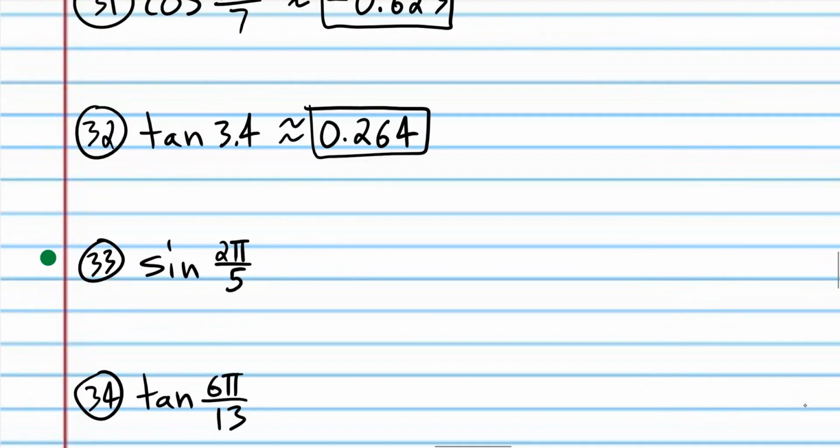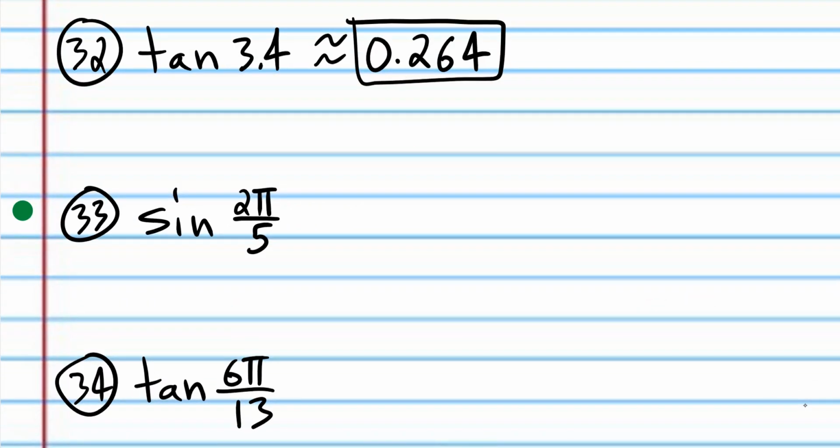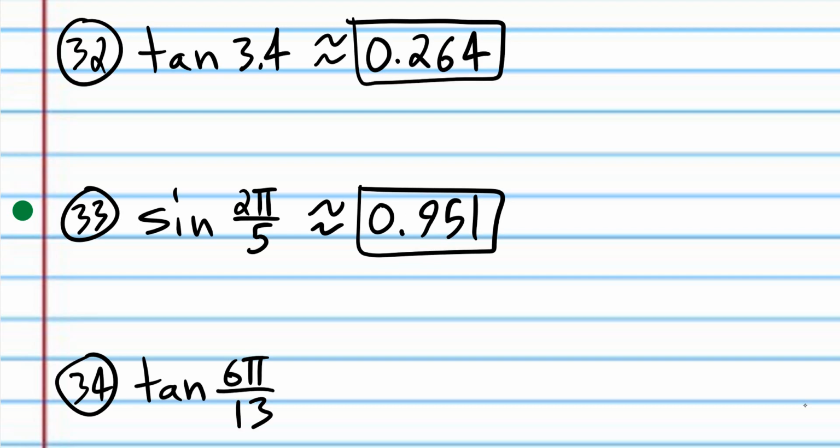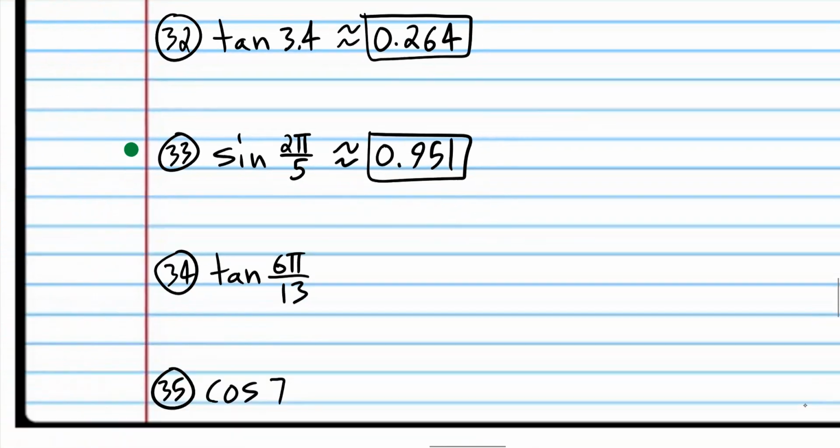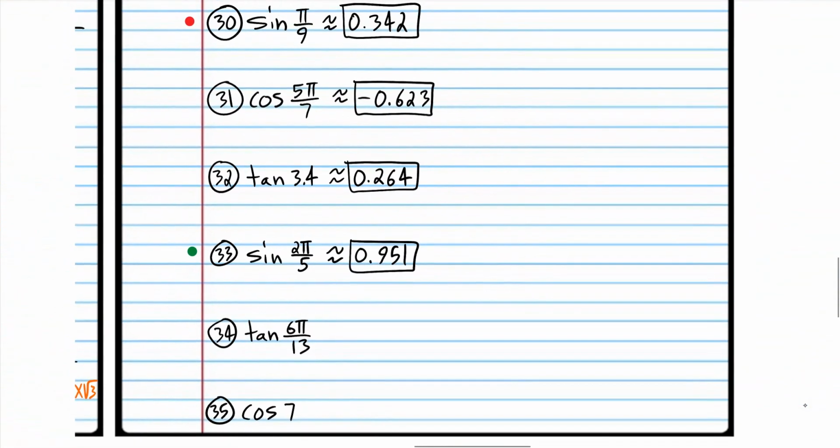All right, we're back. So in my graphing calculator, I'm going to push the sine button, and then 2, and then pi, and then divided by 5. And we should get approximately 0.951. So if you got that right, excellent. Try number 34. When you come back, we'll do it together.